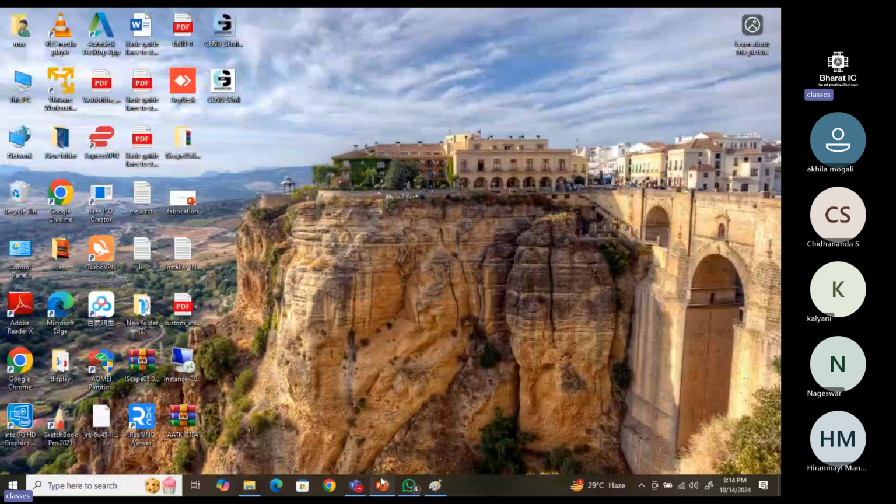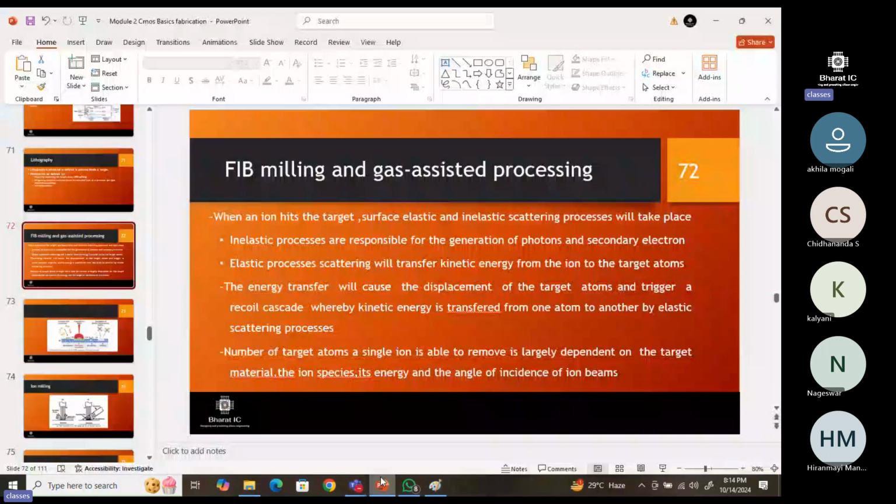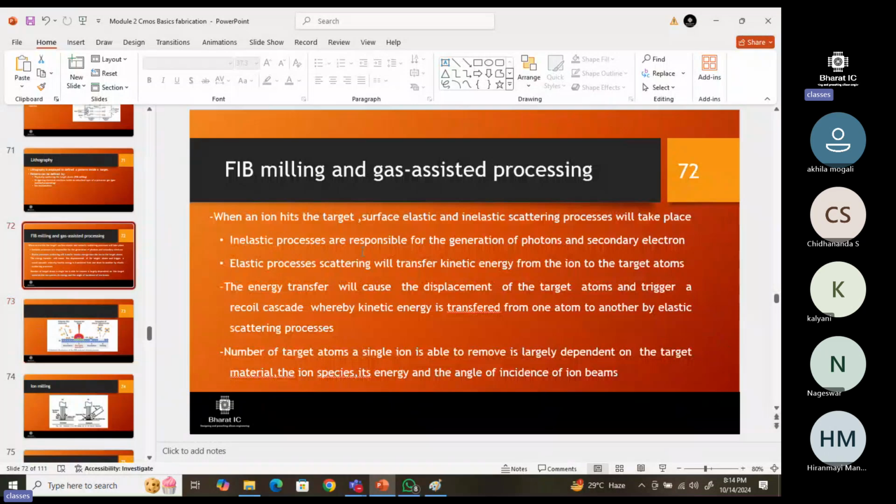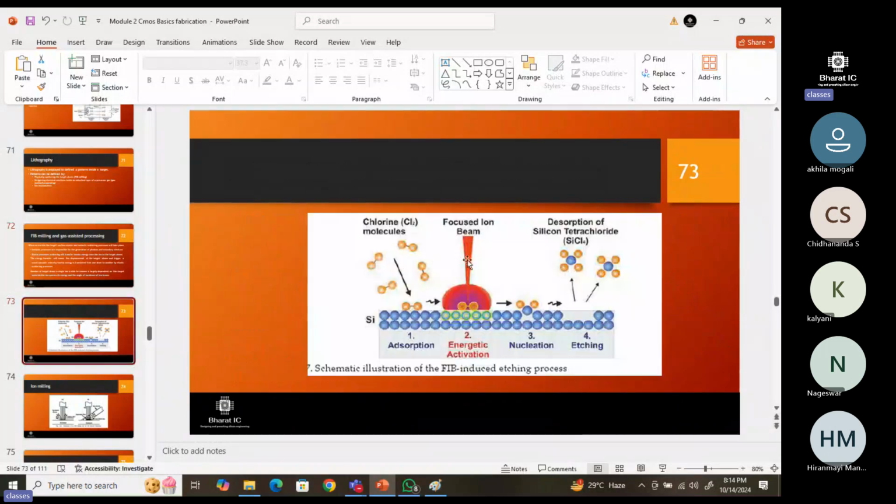Okay, now we can go to this process part. So if you see this FIB process, this is the diagram of what we just discussed. This is a focused ion beam. Chlorine molecules are there. Desorption, silicon tetrachloride, SiCl4. Okay, these are the chemicals. You do not need to take care why these chemicals are used, because you are not a chemical engineer. It is part of that.